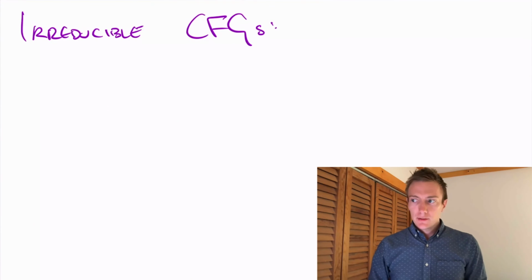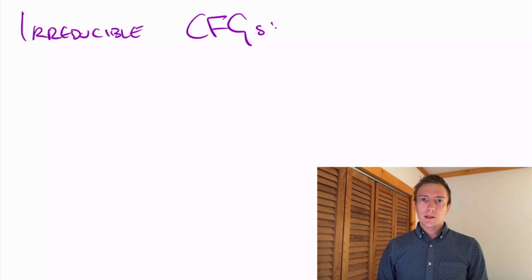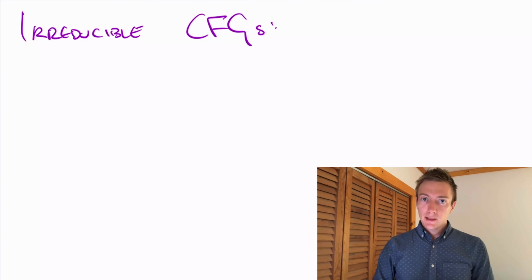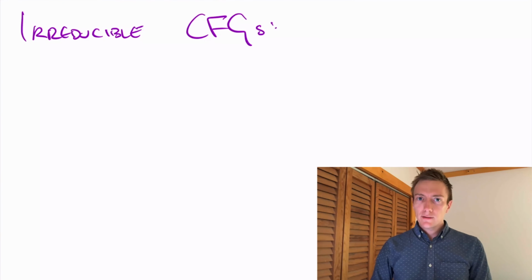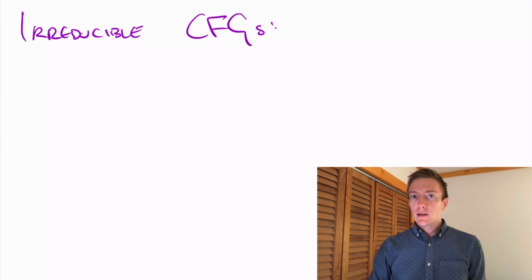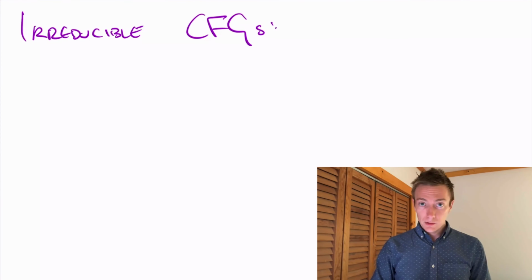I would like you now to think for a little while, to solidify your understanding of what a reducible CFG is, by drawing some irreducible CFGs. So in a moment, please pause the video and draw at least one control flow graph, that is just a directed graph, that is irreducible. That is, it has a back edge that you can't form a natural loop around. Give it a shot.